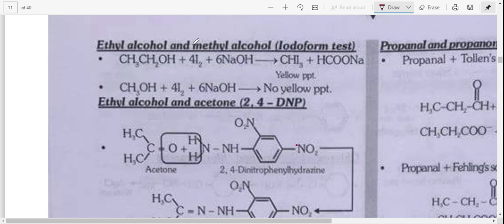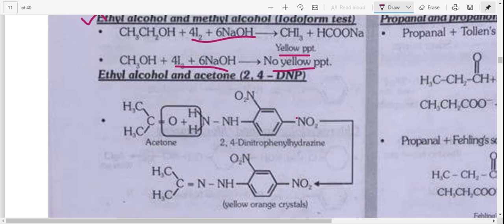First, ethyl alcohol and methyl alcohol. How will you distinguish by iodoform test? First, ethyl alcohol CH3CH2OH, when iodoform test is done with I2 plus NaOH, gives CHI3, that is iodoform, a yellow precipitate. Methyl alcohol CH3OH gives no yellow precipitate, because all primary alcohols give iodoform test except methyl alcohol.